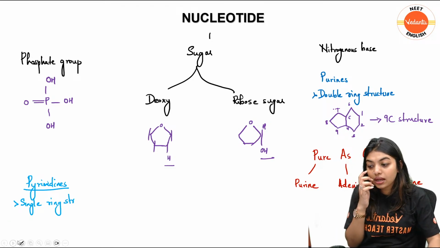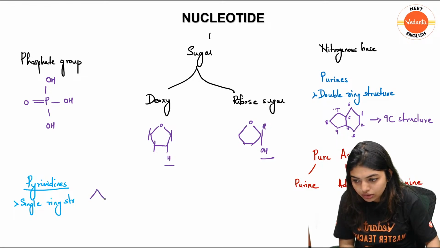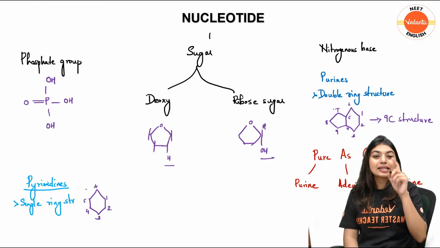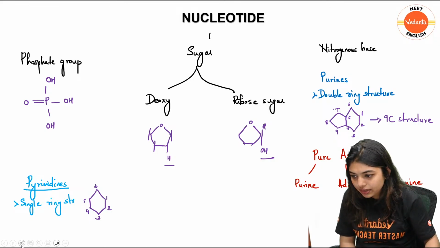There it was a double ring structure. So don't we have to draw this? Yes, we have to draw this. Very simple, like your purines itself, draw the first part, only the first part is the same. Six carbon points are there. This is a single ringed structure.